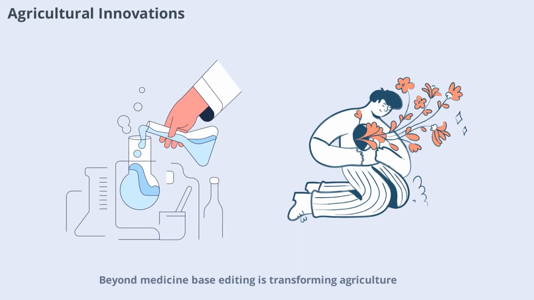Beyond medicine, base editing is transforming agriculture. Scientists are using this technology to develop crops with improved traits, such as disease resistance, higher yields, and better nutritional profiles. By making precise genetic changes, researchers can create plants that are better suited to withstand environmental challenges and meet the growing demands for food.